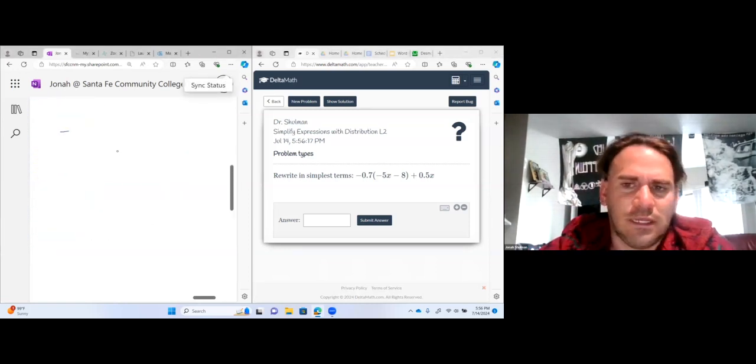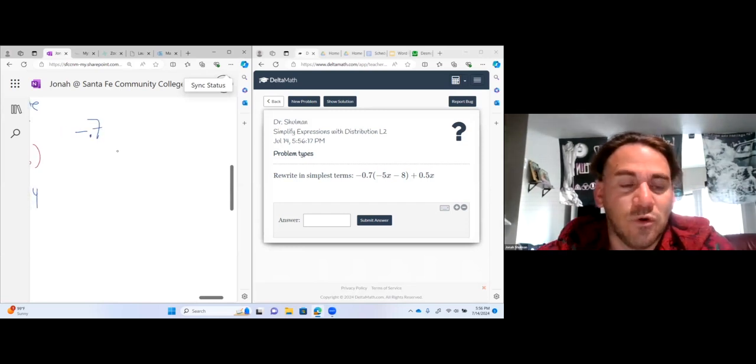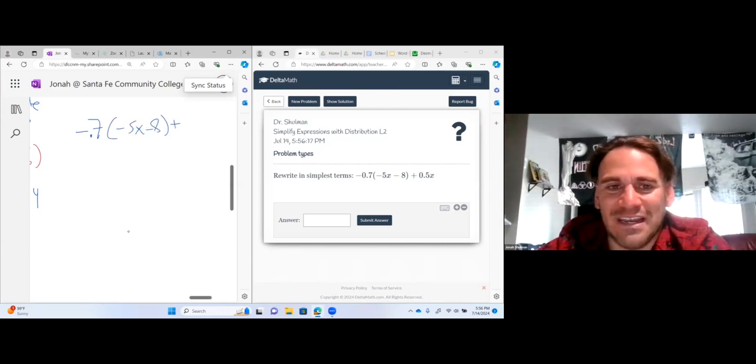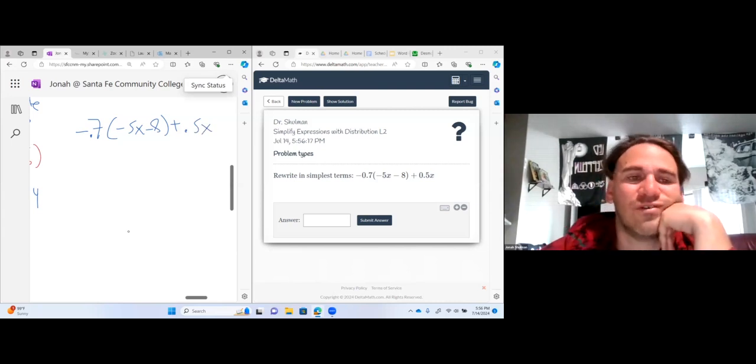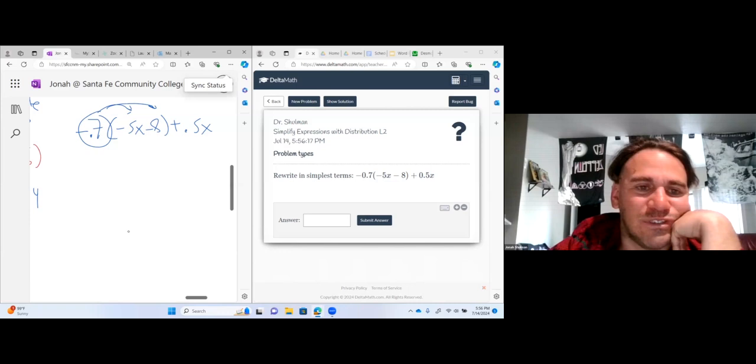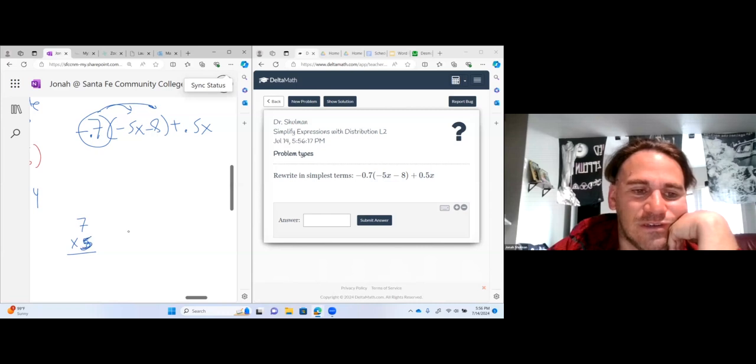So now I got a negative 0.7. Whoa, it's moving. That was wild. Negative 5x minus 8. And then at the end, we got to add 0.5x. Okay, cool. So remember, the minus has to go to both. I'm just going to do right here 7 times 5, which is, that's the ugliest 5 I've ever seen. 35, but I got a decimal here, so it's 3.5, two negatives, so it's a positive 3.5x.